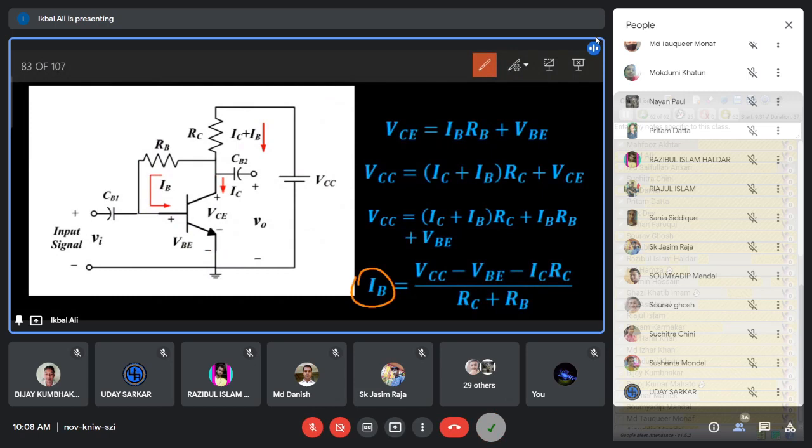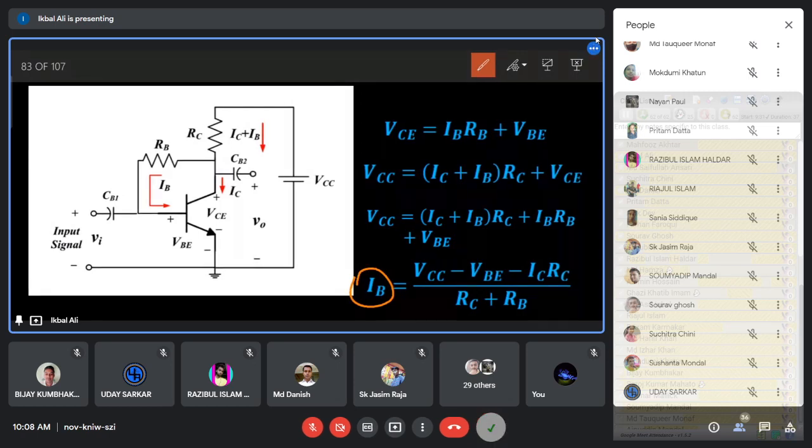So what will be the base current expression? The base current IB, which is actually the DC input current, the current flowing into the base of the transistor, can simply be written as VCC minus VBE minus IC into RC, divided by RC plus RB. This is the expression for the base current.